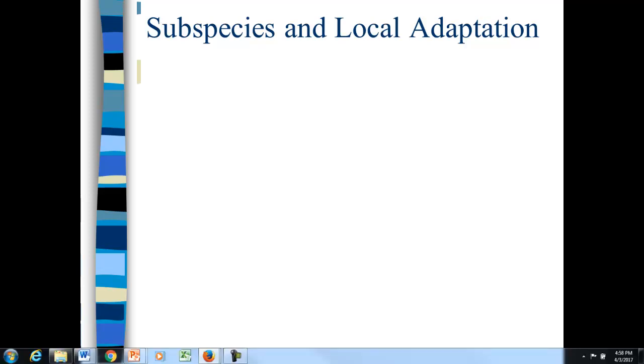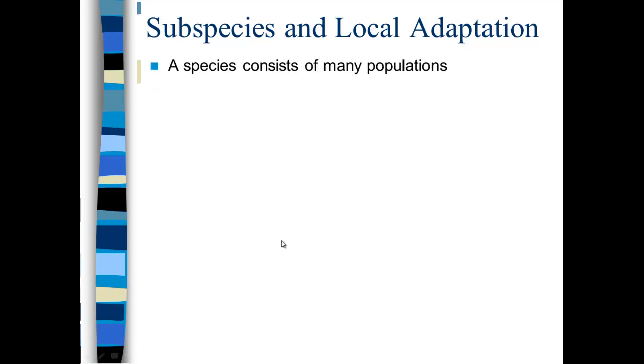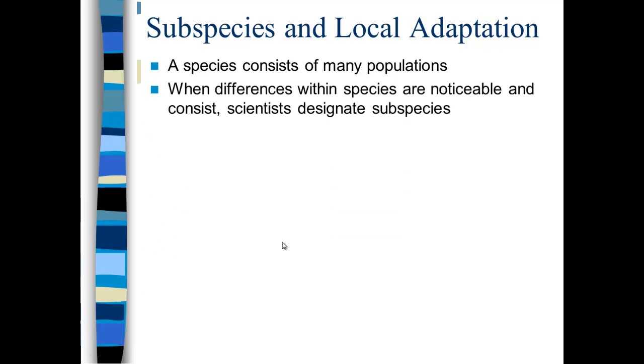Now, within species, you also have what's called subspecies. And subspecies are different populations within a species. And a species can consist of many different populations. Okay. And when those differences within the species are noticeable and consistent, then scientists can designate subspecies. We do this all the time in microbiology, because there are certain subspecies of bacteria that are genetically very similar. However, they have distinct differences. For example, some subspecies of E. coli can make you very sick, where other subspecies of E. coli are rather benign.